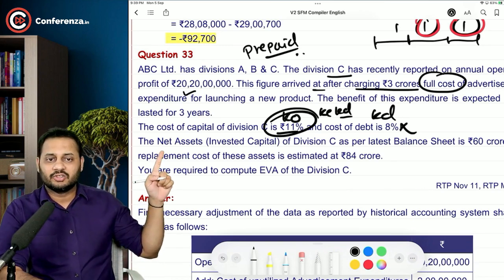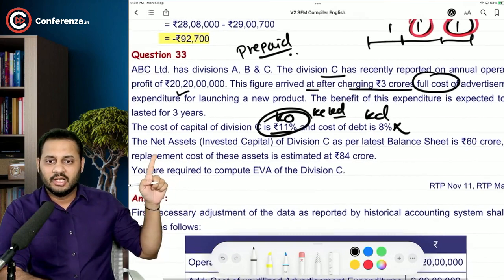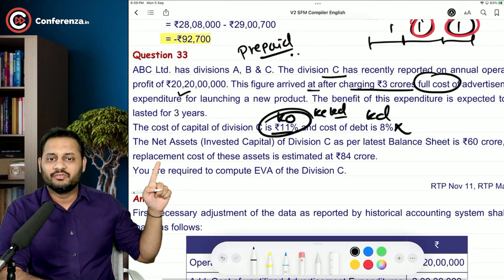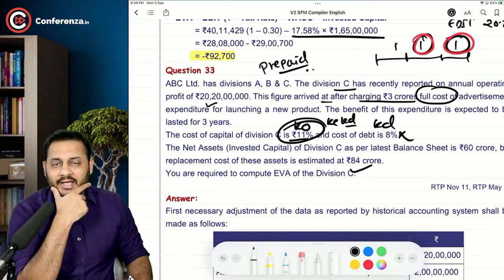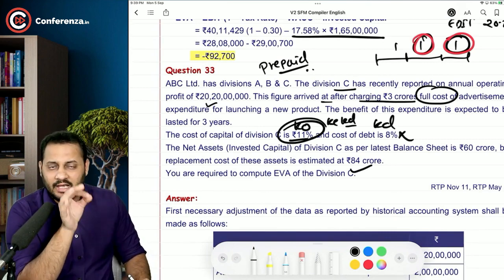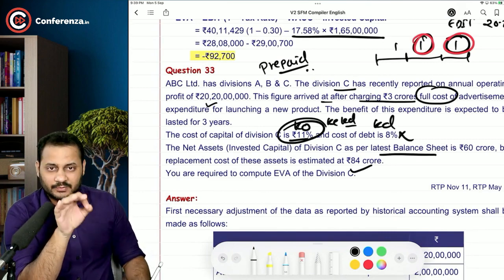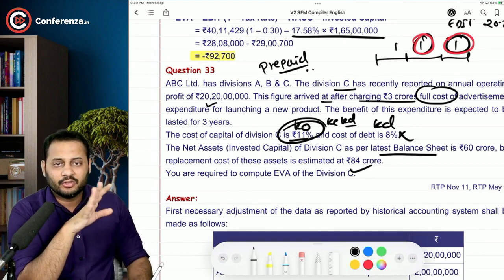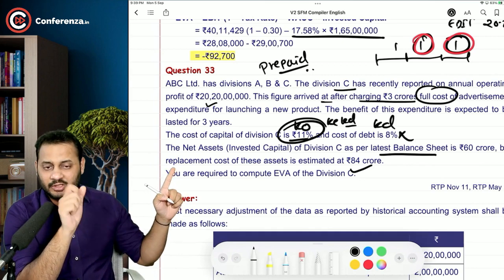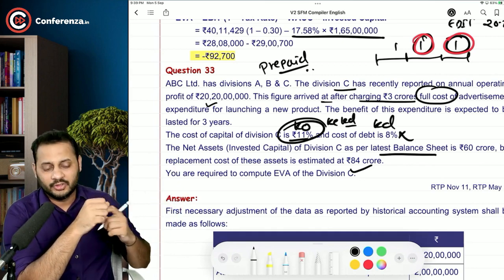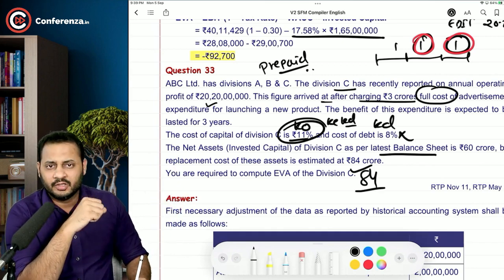The net assets of this division is 60 crores, but the replacement cost of these assets is estimated to be 84 crore. Now, what are you going to take as the invested capital? As per the balance sheet, 60 crore is the net assets. But if you want to replace these assets, it will cost you around 84 crore. So you will take 84 crore.